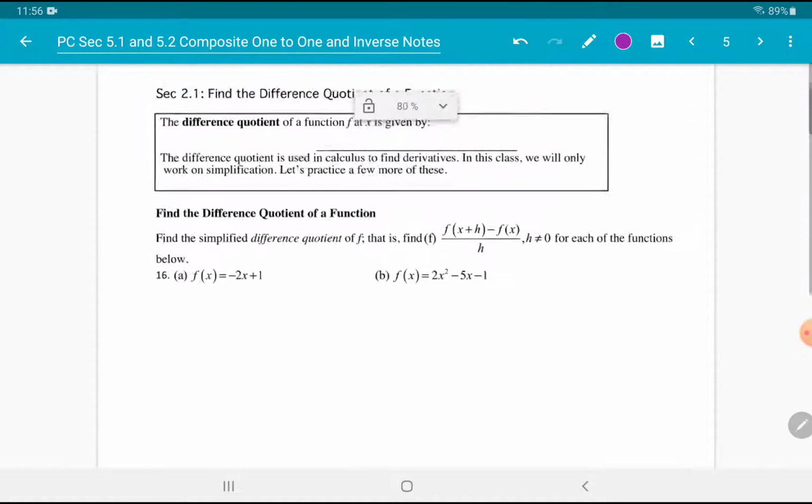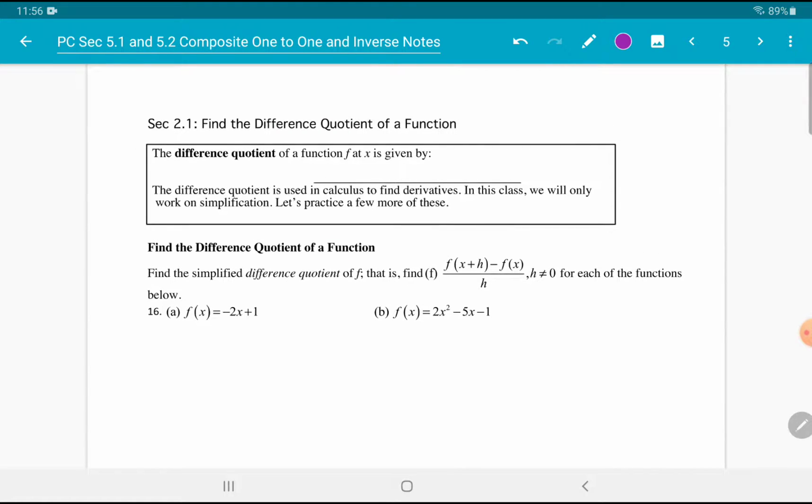All right, let's go to 2.1 here. I know that this is not exactly in our chapter 5, but it still utilizes the idea of composite functions, which is why we are doing this. Okay, so what we're going to work with is something called the difference quotient. You don't need to know too much about it at this point. It is used in calculus later, but all you need to know right now is the difference quotient itself, which is f of x plus h minus f of x, and we're going to take all that and divide it by h.